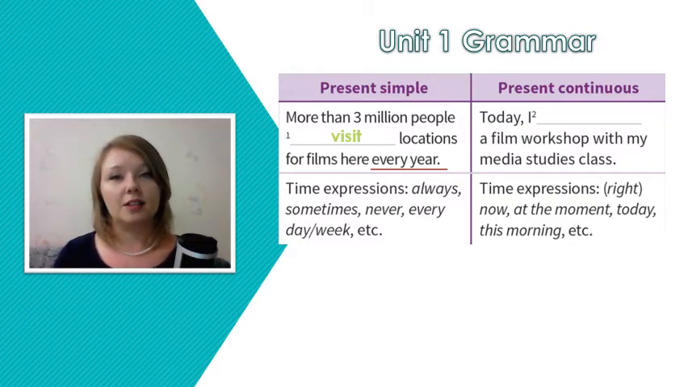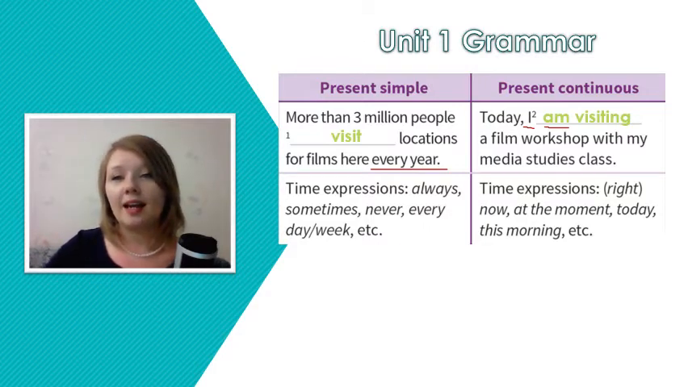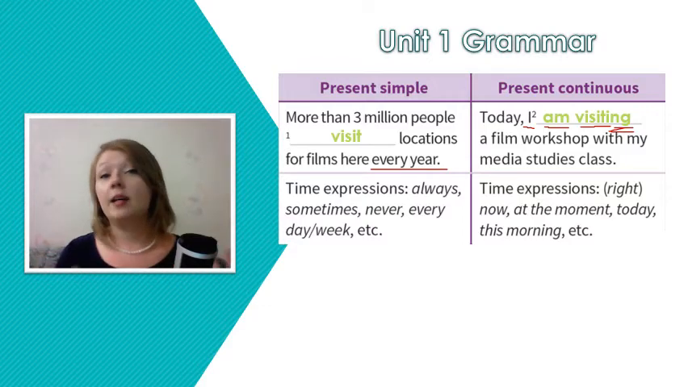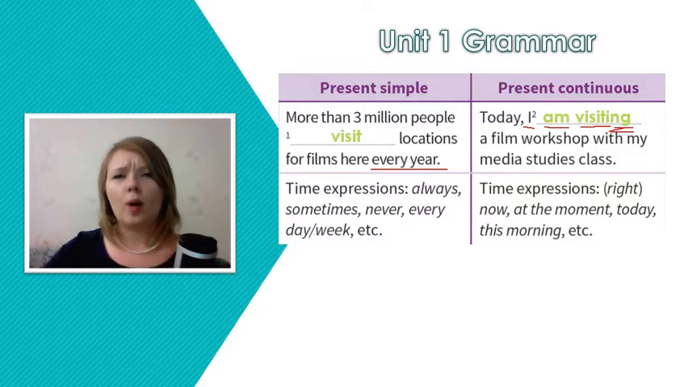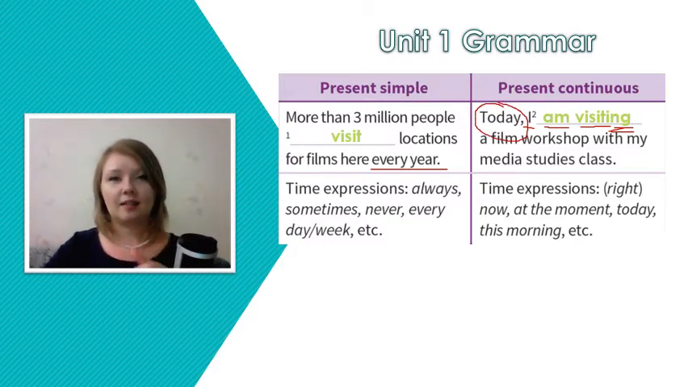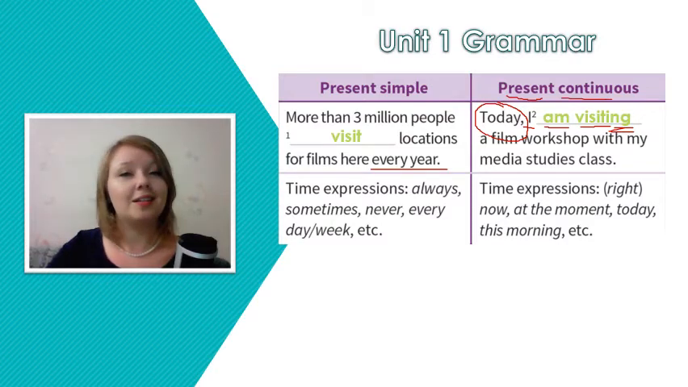Let's look at our sentence for present continuous. Today I am visiting a film workshop with my media studies class. Remember, with present continuous, we have our subject, the verb be, and then our verb plus ing. I am visiting. And why would we use present continuous here? Because it's today, now. It's happening in the present and it will continue.